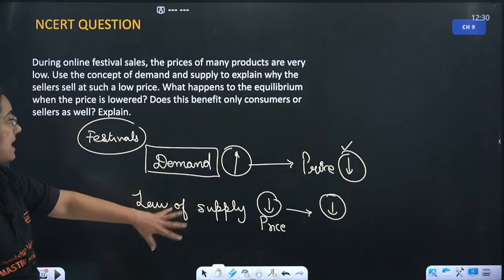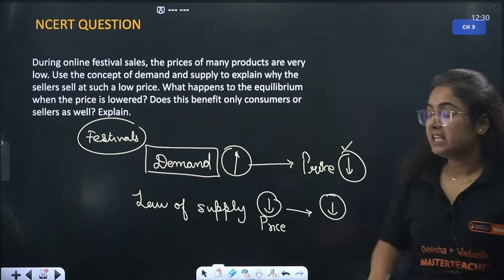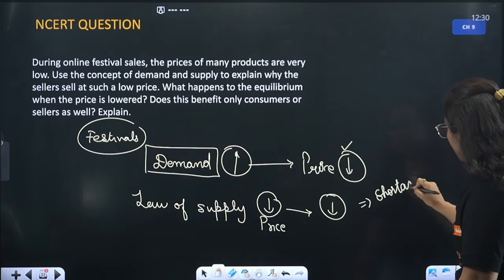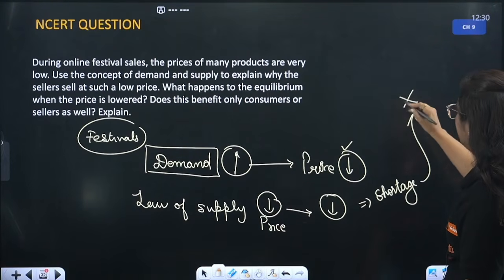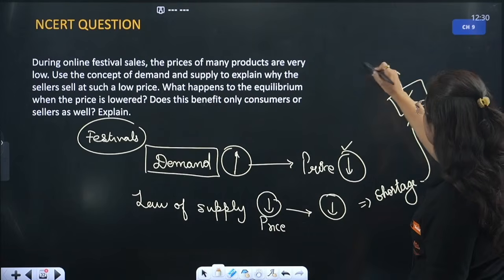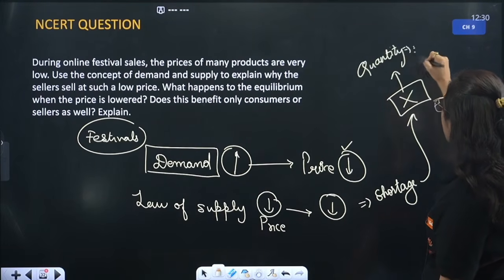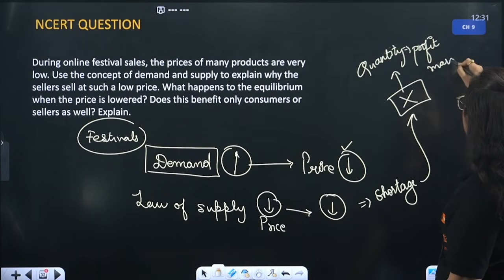But here, as the demand is more, if the supplier supplies less, there will be a shortage of the product. But during this time, the supplier will not do this. Why, beta? Whenever the products are being sold in high quantity, the profit margin actually increases.